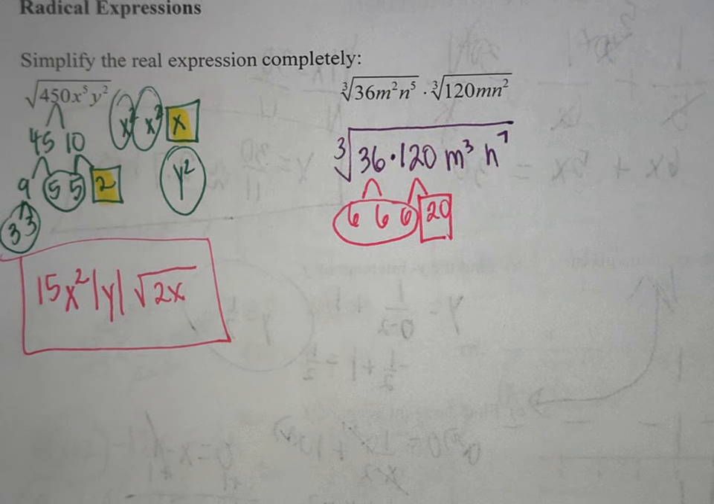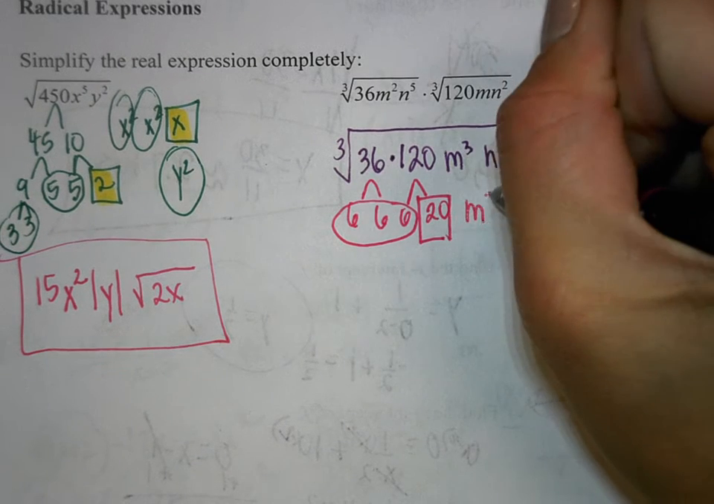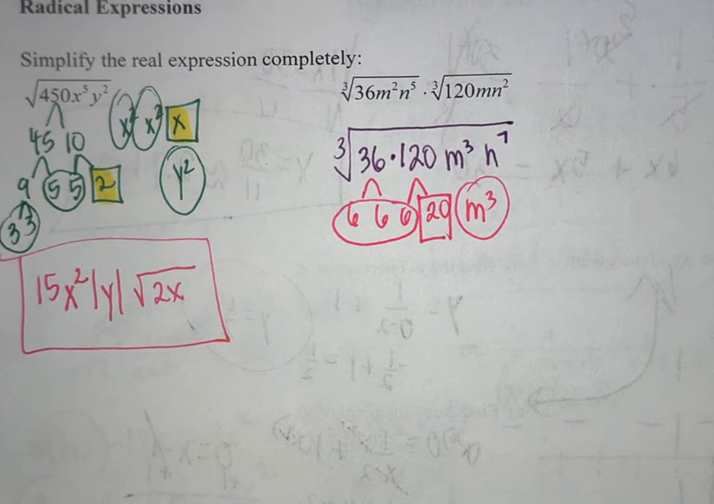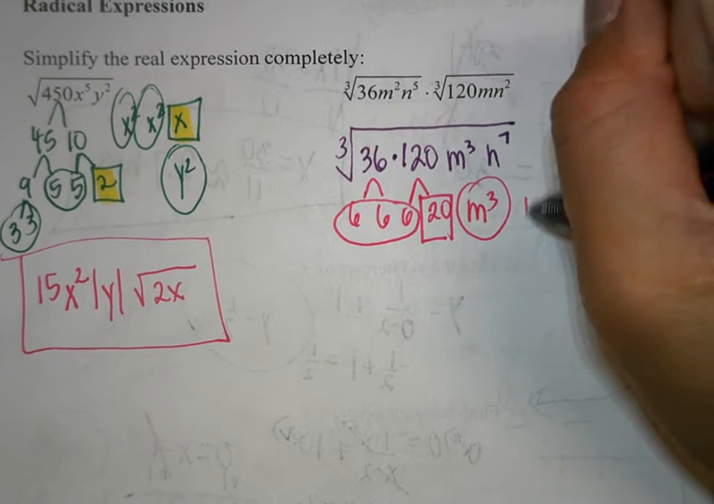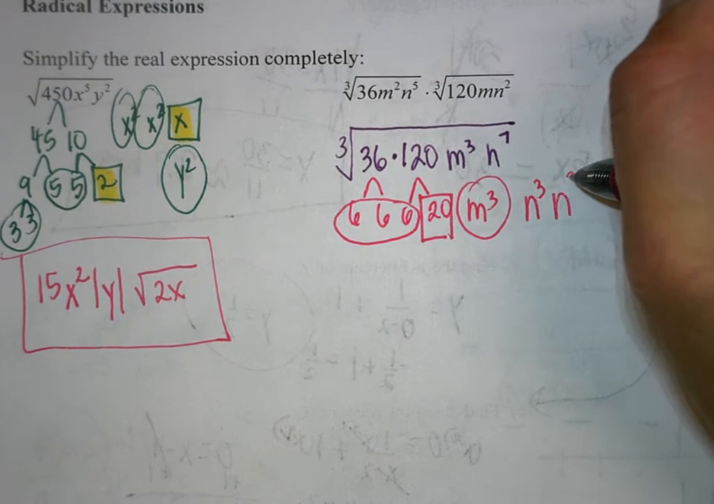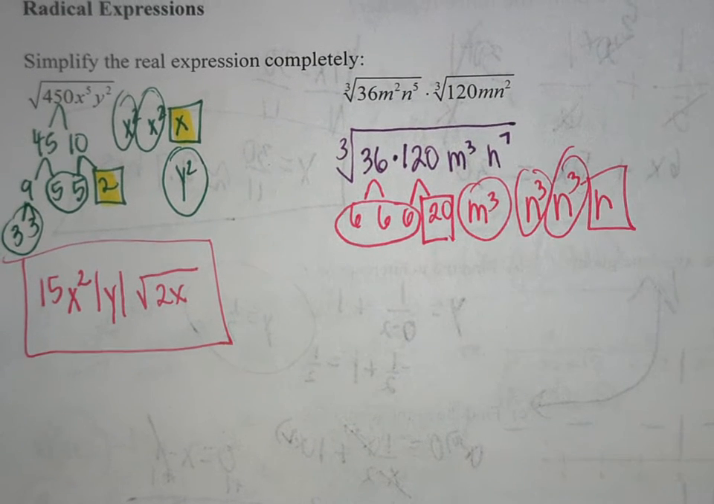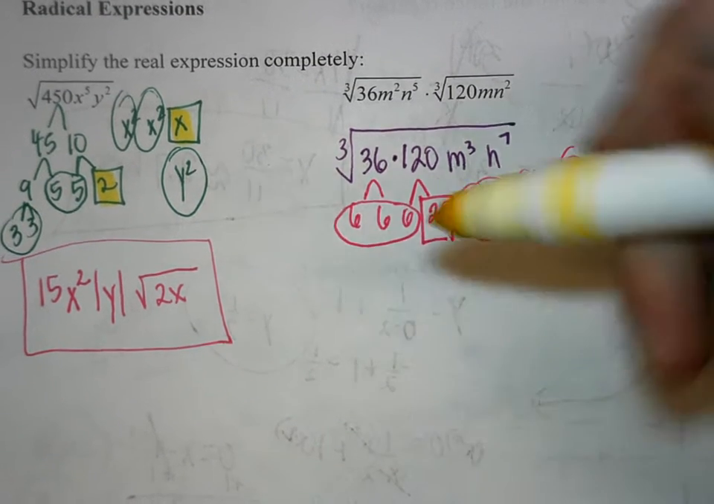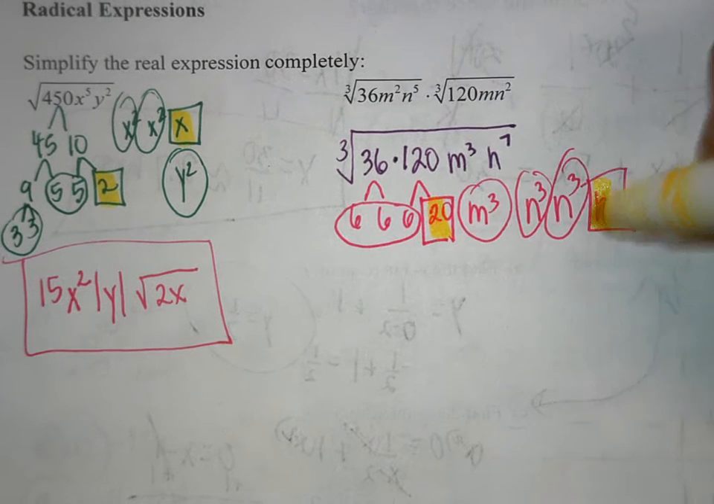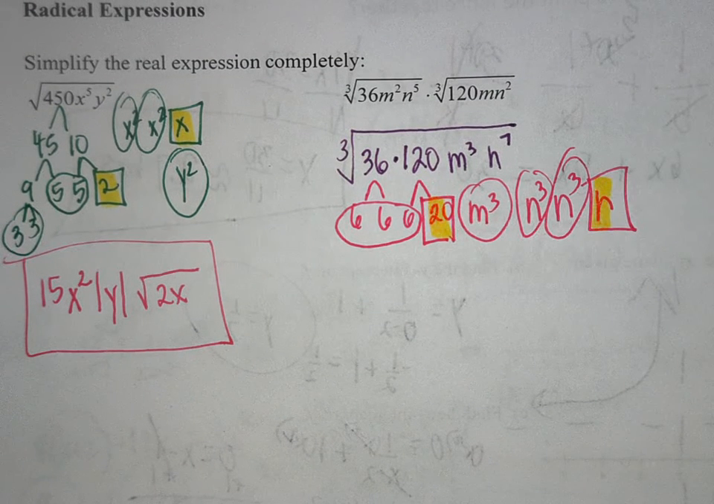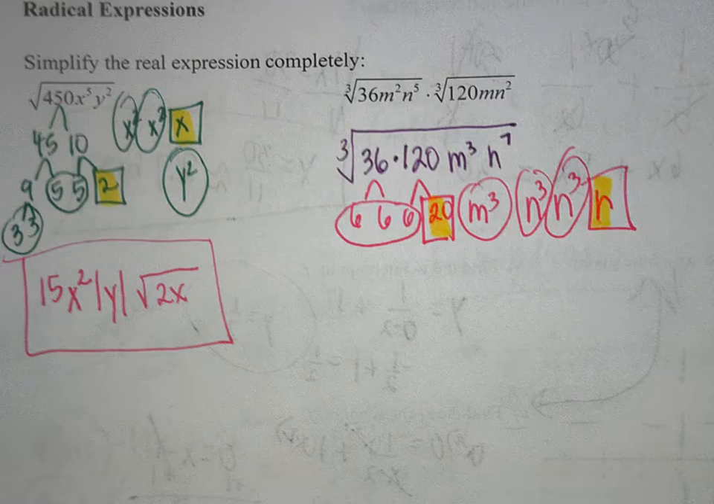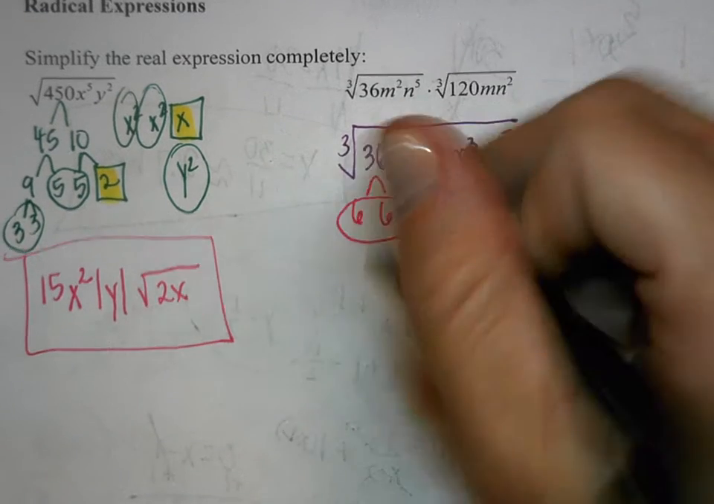Okay, so then we have m to the 3rd, which is 1 group. And then how will I break out n to the 7th? Good, n cubed, and an n left over. So again, just pay attention to how many you're supposed to be taking out based on your root. And so the only number I'm bringing out is a 6.